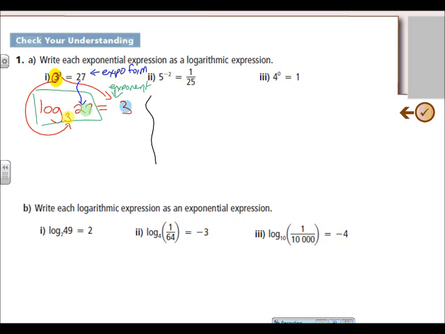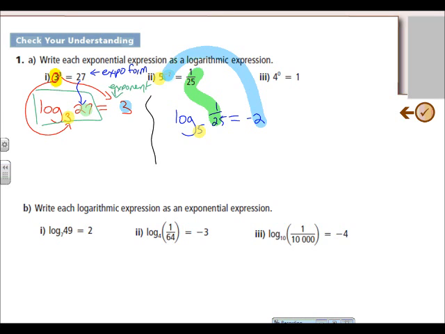Let's try the next one. Okay. The base is the base. The base was 5. So we're going to say log base 5. We know that the exponent goes on the other side by itself, equals negative 2. And the 125 goes on this side. The base stays as the base. And then the other two numbers switch sides as we do our inverse. So the 2 goes to one side, and the 125 comes to the other side.